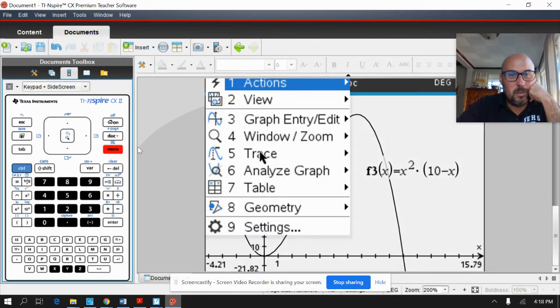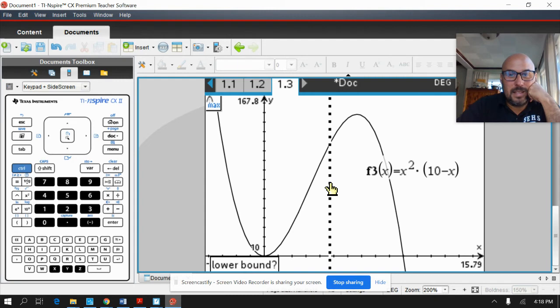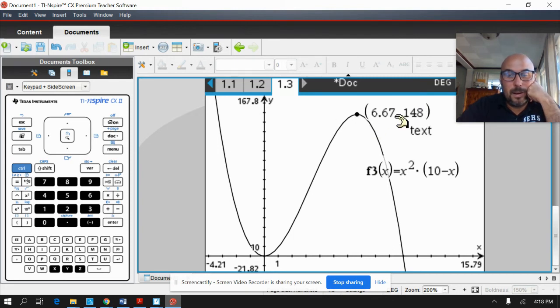So I go to my tool and analyze graph. I'm going to find the maximum. It's asking for the lower bound, so I click enter. Then the upper bound, I click enter, and there it is. The greatest possible answer is 148, and that occurs when one of the numbers is 6.67.